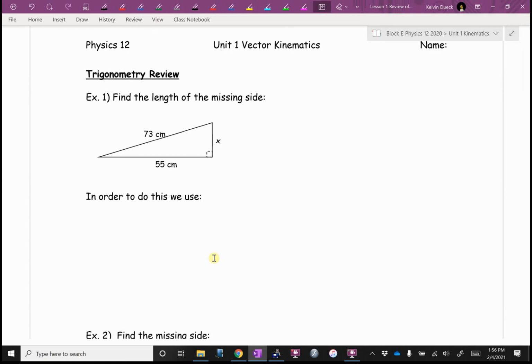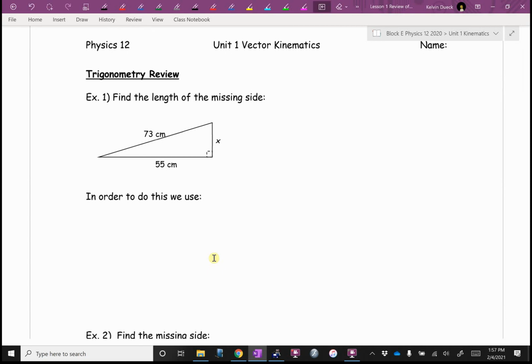There is also the sine law and the cosine law, which work when there aren't right angles. If you want to get good at the sine law and the cosine law, hit me up during a blended session and I will show you how to use them. But we can survive this course just fine by getting really good at Pythagoras and SOH CAH TOA. You may remember that acronym.